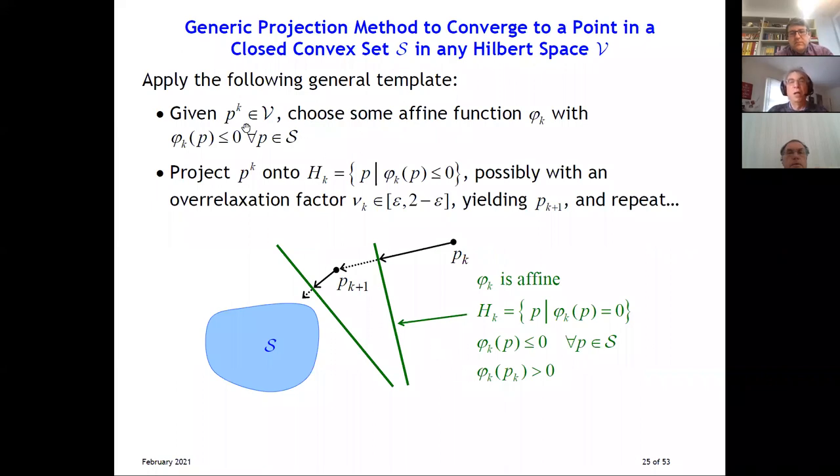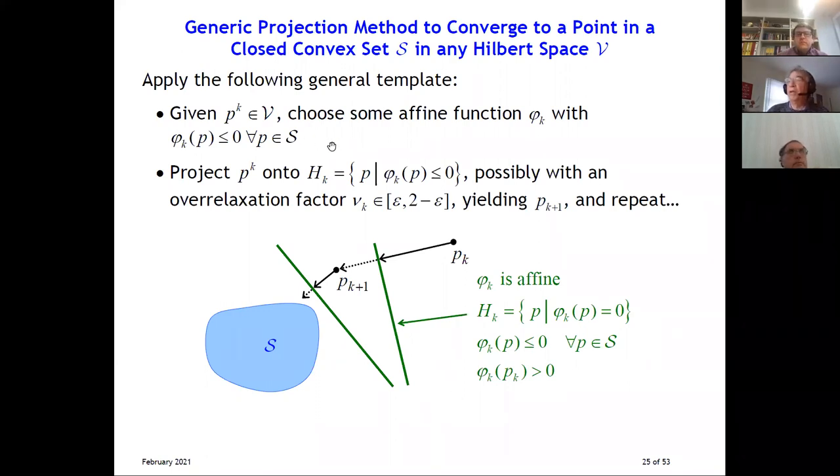So here's the following thing. I just have some Hilbert space V and I have some closed convex set S, and I have some way of finding separators for that set. I have some way of finding affine inequalities that are valid for that set.